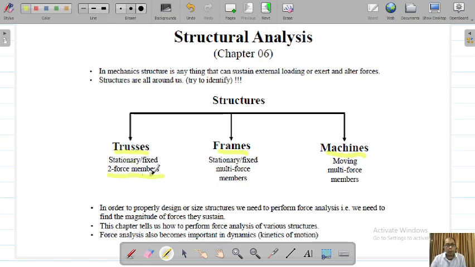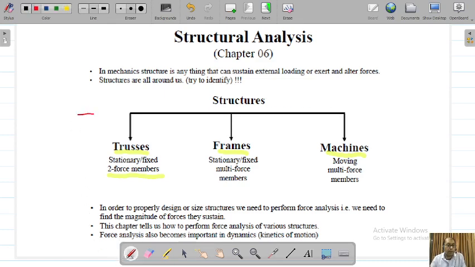Trusses are always two force members. The force will always be either tensile or compressive acting on them. So in order to properly design or size the structures, we need to perform force analysis. We need to find the magnitude of the force they sustain, because every such structure is determined by means of an external load. Whichever structure we talk about, it will always have an external load.